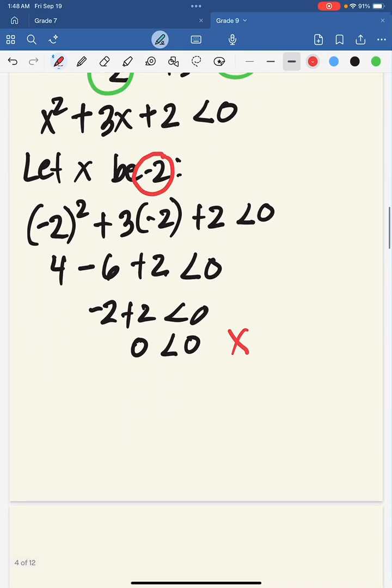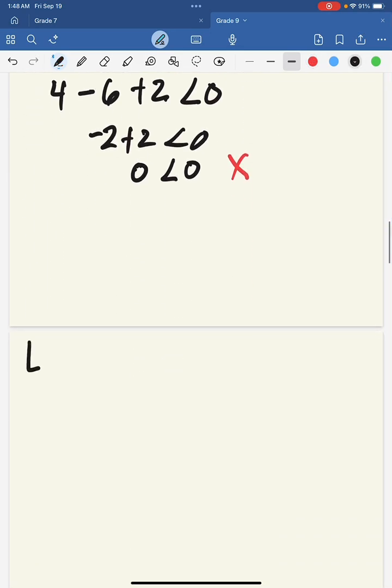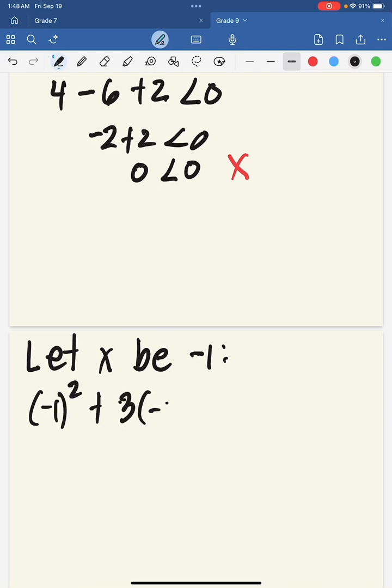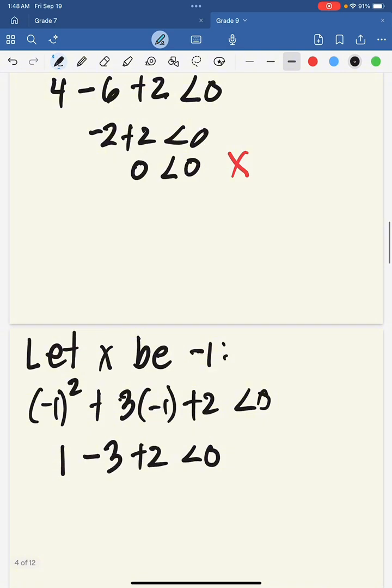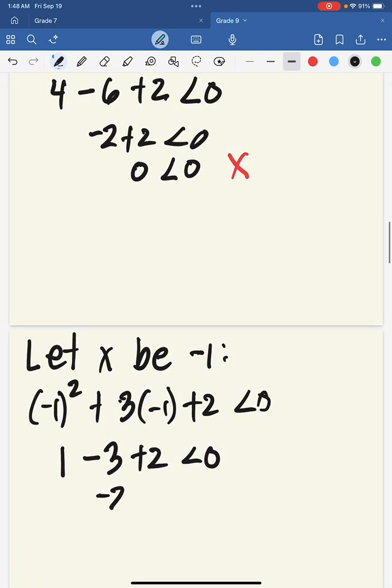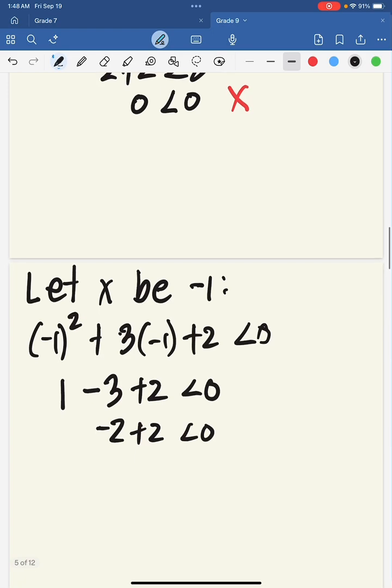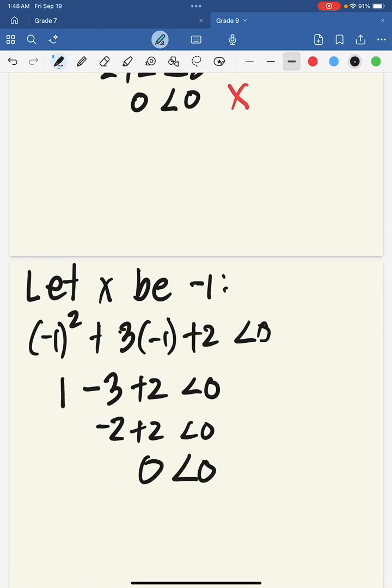So same thing with using negative 1. So let x be negative 1. So you have negative 1 squared plus 3 times negative 1 plus 2 is less than 0. So you have here negative 1 squared is 1, and negative 1 times 3 is negative 3, plus 2, is less than 0. 1 minus 3 is negative 2, plus 2 is 0. But then again, 0 is not less than itself, which means negative 2 and negative 1 do not satisfy the given inequality.